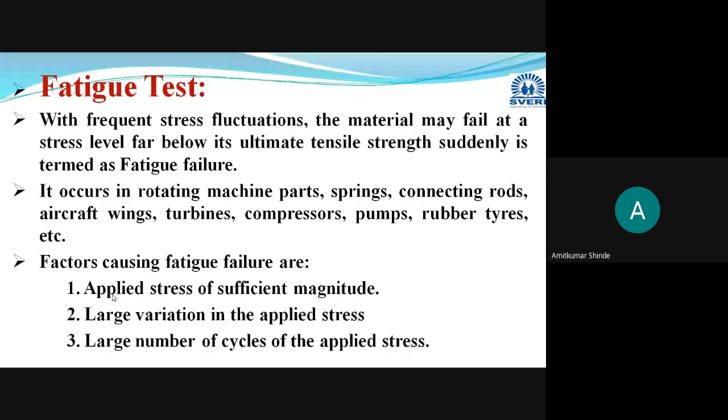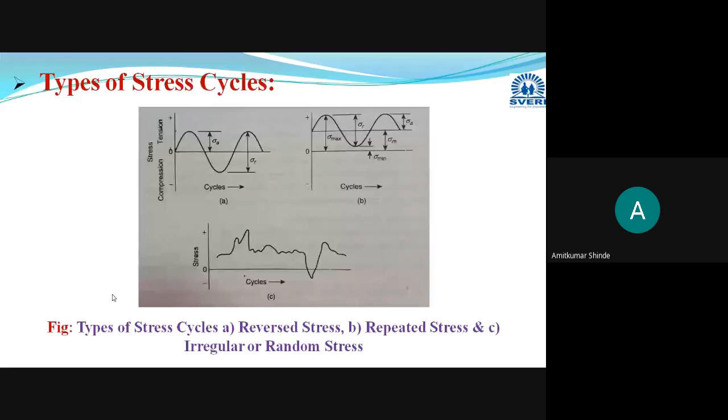Now, what is the fatigue failure? In short, you can say that a component may fail below its ultimate tensile strength. Sudden failure of a component below its ultimate tensile stress due to fluctuation in the stress. Here, the main reason for the fatigue failure is fluctuation in the stress. Sometimes the stresses may be at a higher level, sometimes at a lower level. I will explain that later, in the next slide, where we will understand what types of stresses there will be.